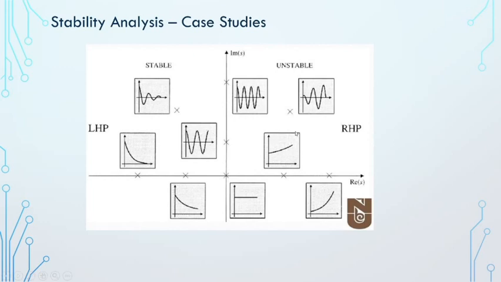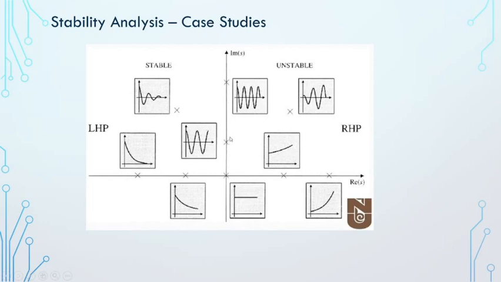When all your poles are negative, that is, to the left-hand side of the imaginary axis, then you have a stable system. In other words, you have negative roots. But when any one of them is positive, then automatically it lies in the right-hand side, and your system will be considered unstable. Is that all right?